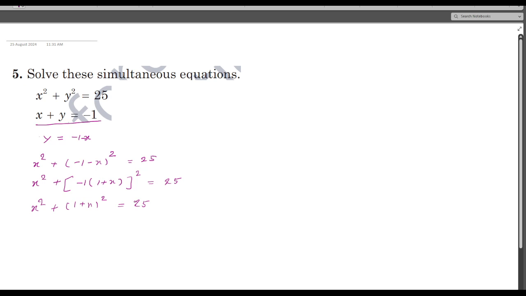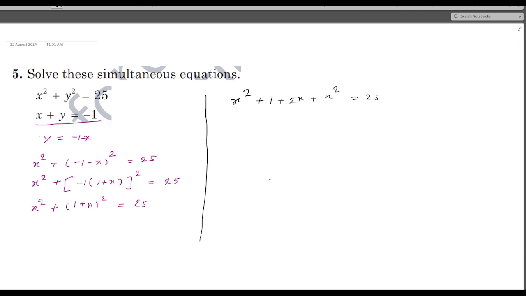So when both the terms are negative and you have to take a square, better you take minus 1 common. Without taking minus 1 common also you can do it, but then the calculation will be a little difficult and problematic. Now x square plus 1 plus x the whole square will give you 1 plus 2x plus x square equal to 25.